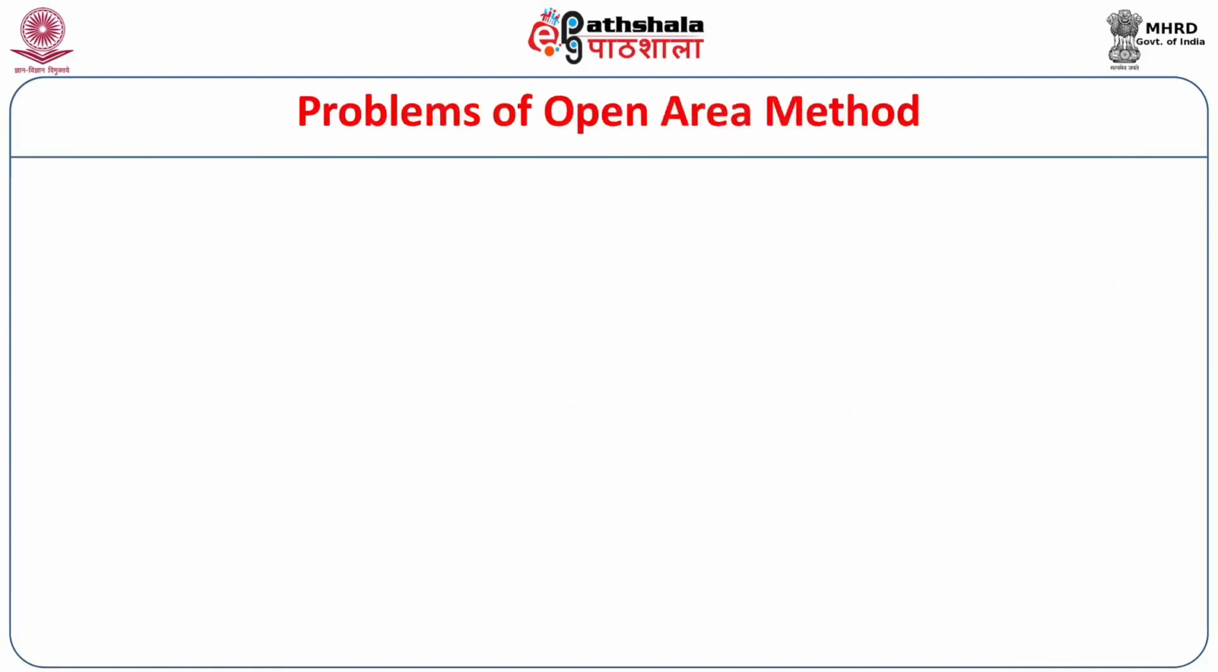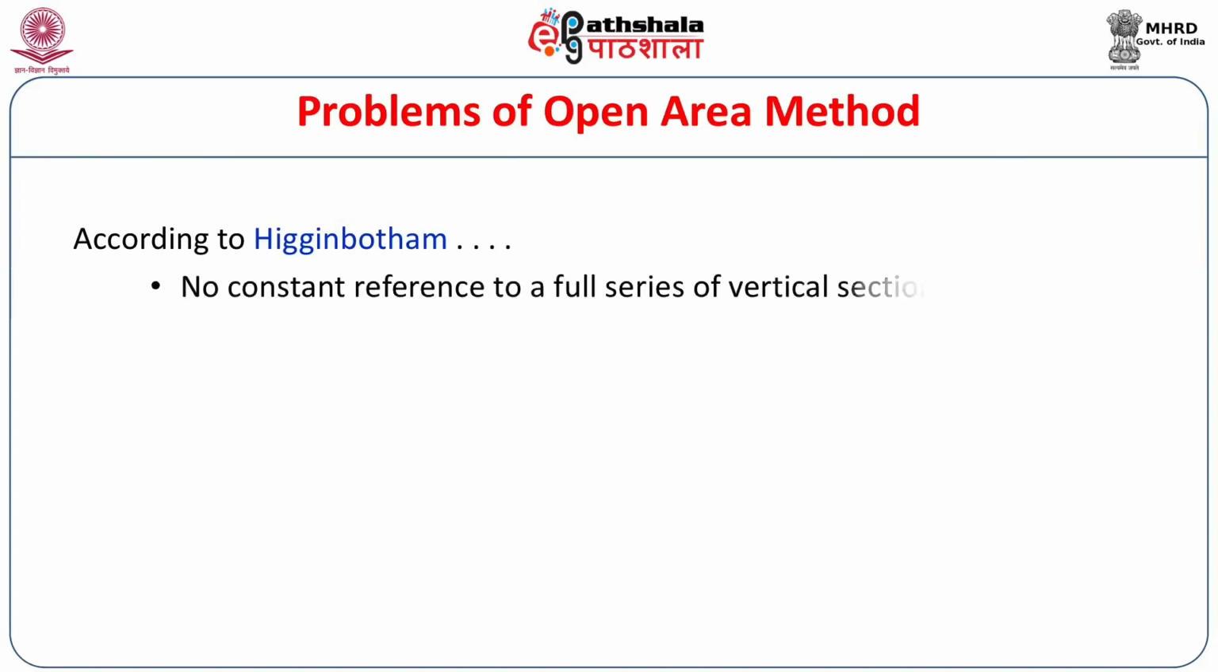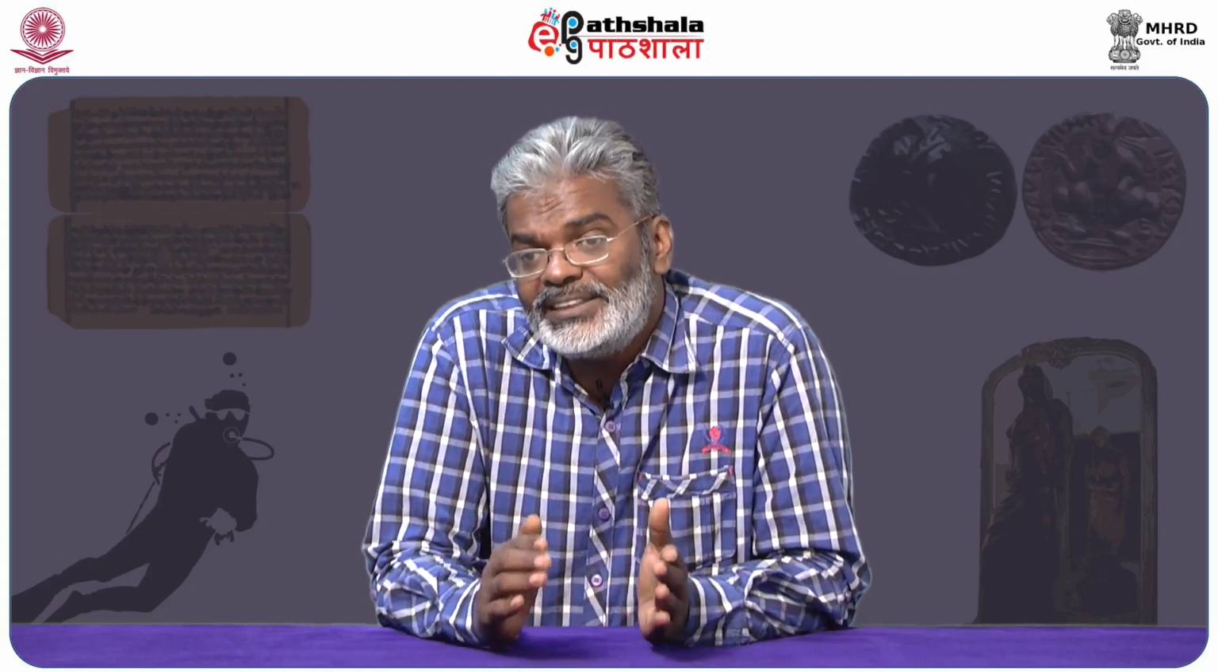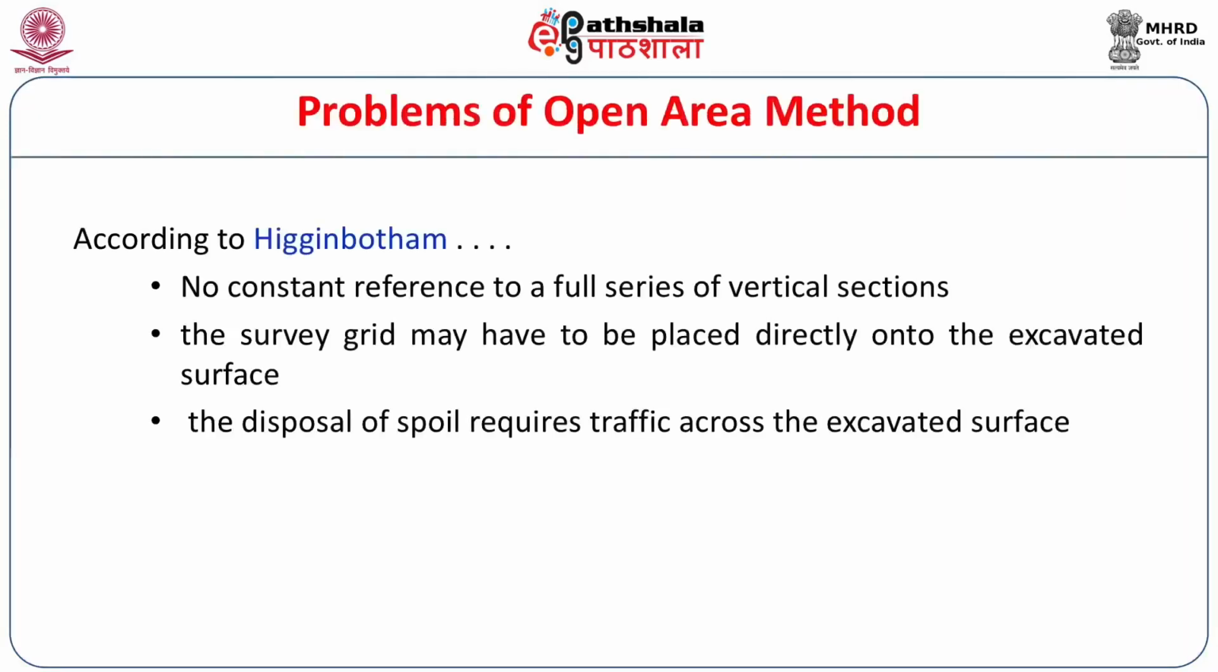And what are the problems of the open area method? There's one group of scholars who are also not happy with the open area method. According to Higginbotham, no constant reference to a full series of vertical sections exists in an open area method. The survey grid may have to be placed directly onto the excavated surface. So if you are doing some survey, you have to use the excavated surface for laying out the grid. That is again a disadvantage, you will be damaging something. The disposal of soil requires traffic across the excavated surface.